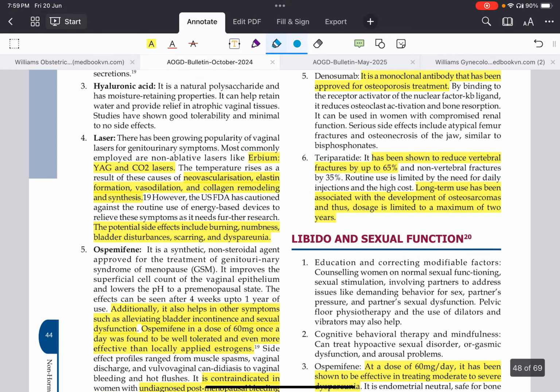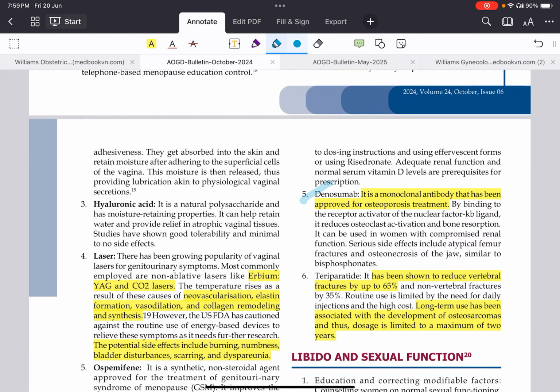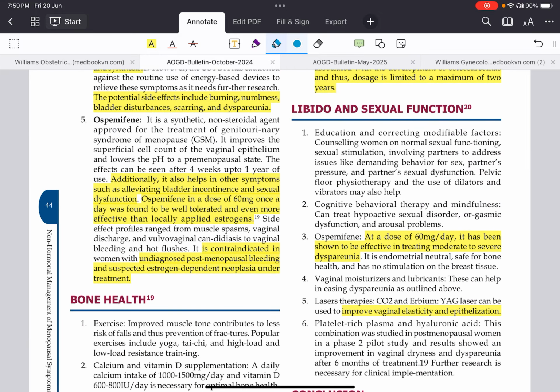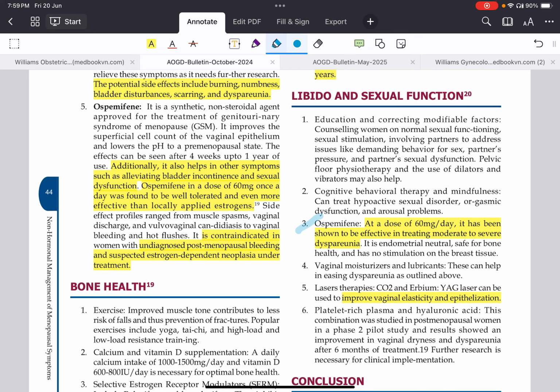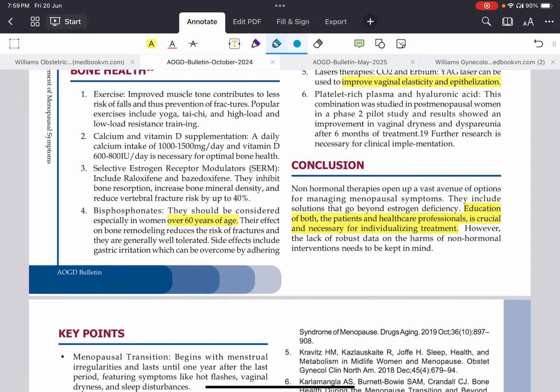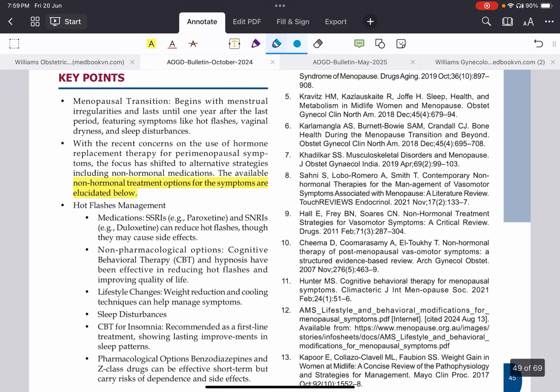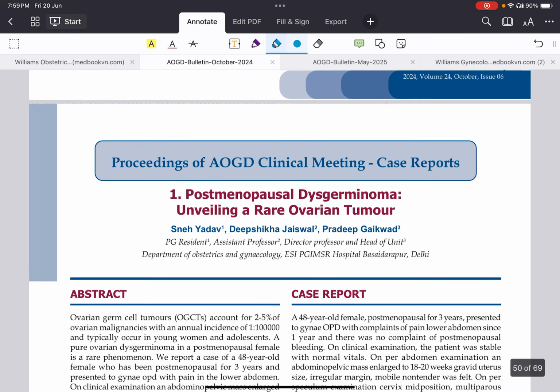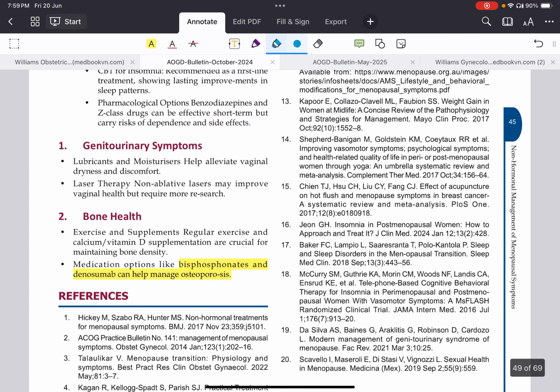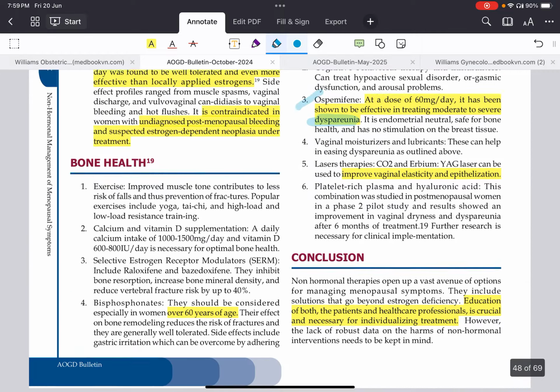For genitourinary syndrome, lubricants can be given, and as already told, for osteoporosis, denosumab is used. For libido and sexual function, you can give ospemifene. This actually decreases dyspareunia. Education is important. For bone health, regular checkups are needed. So this is about this topic.